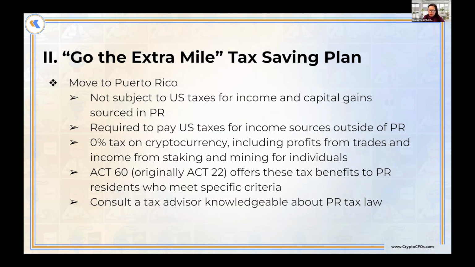We usually recommend our clients who are thinking about moving to Puerto Rico to consult a tax advisor who is knowledgeable about Puerto Rico tax law, or even visit Puerto Rico and talk to a tax advisor there to make sure they get the full picture about everything before they just pack up and move.